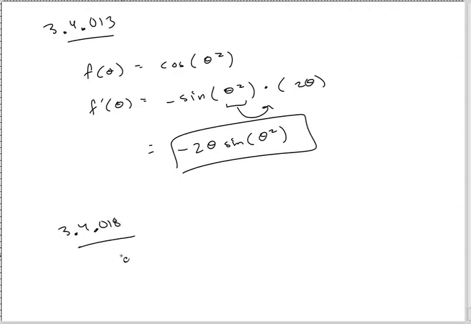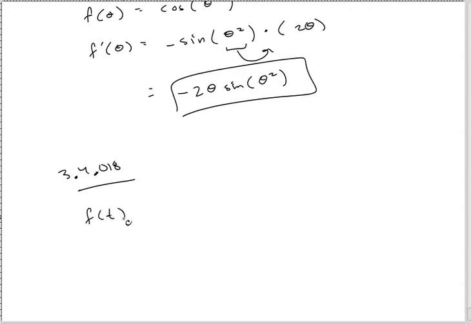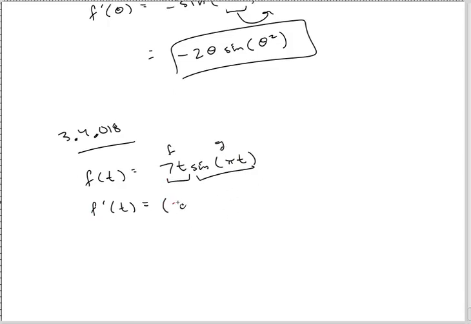34018. So I've got f of t is equal to 7t sine of pi t. Find the derivative. This is actually a product rule. Notice that we got f and g. And so I've got my f prime would be a 7. Then I leave the second one alone.